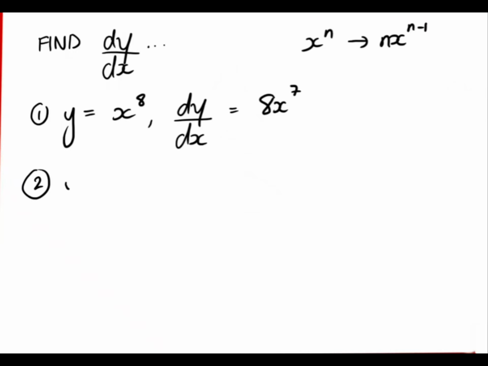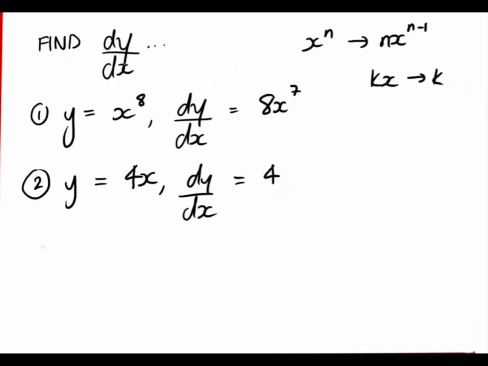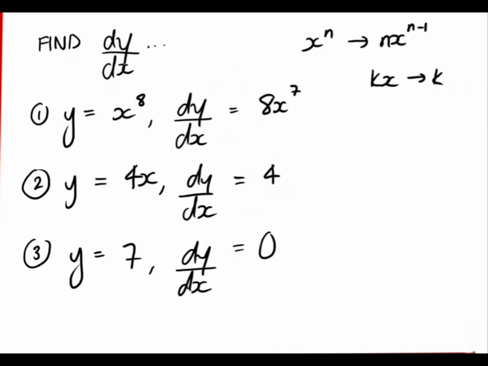Why don't you try y equals 4x? By the way, feel free to pause the video and test yourself. So for y equals 4x, dy by dx is just equal to 4. And the rule that I'm using there is kx differentiated becomes k. Next question, let's try y equals 7. And hopefully you remember that would be a straight line graph, so the gradient would be 0.